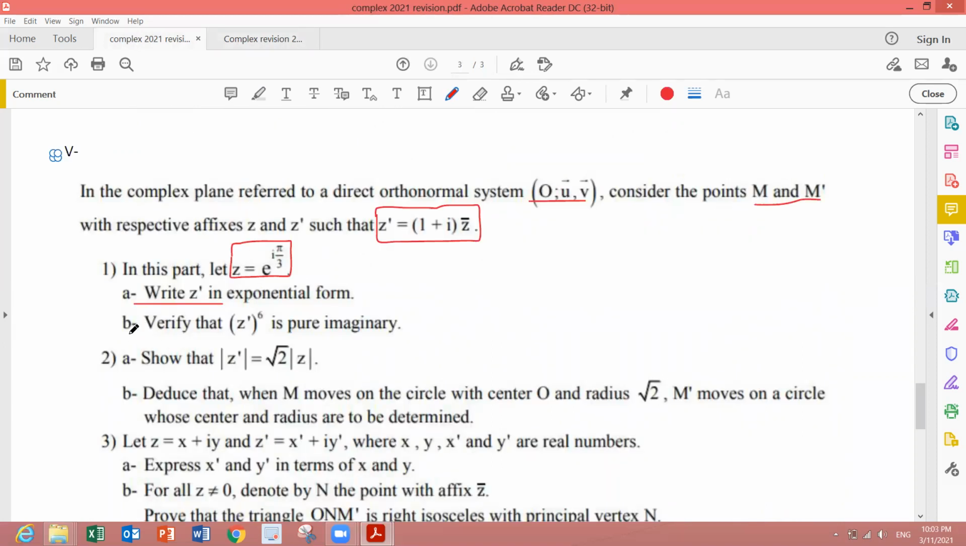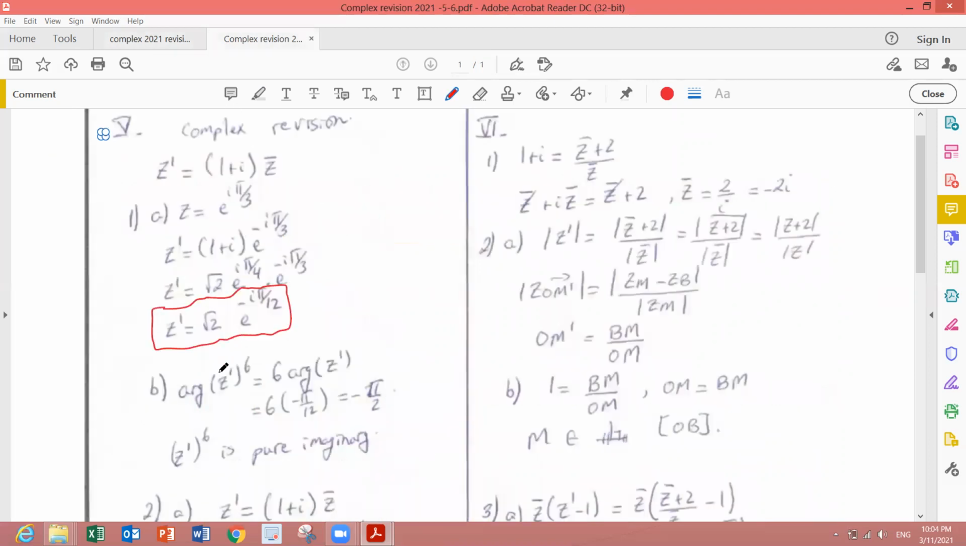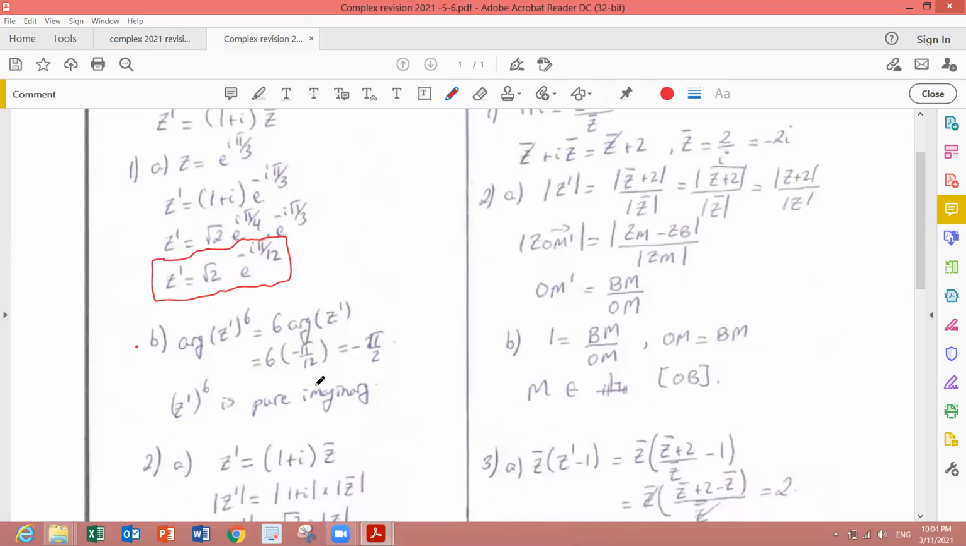Verify that Z prime to the power 6 is pure imaginary. For a complex number to be pure imaginary, its argument should be pi over 2 plus k pi. So I take the argument of Z prime to the power 6, which equals 6 times the argument of Z prime, equals 6 times minus pi over 12. We get minus pi over 2. So Z prime to the power 6 is pure imaginary since the argument is minus pi over 2.